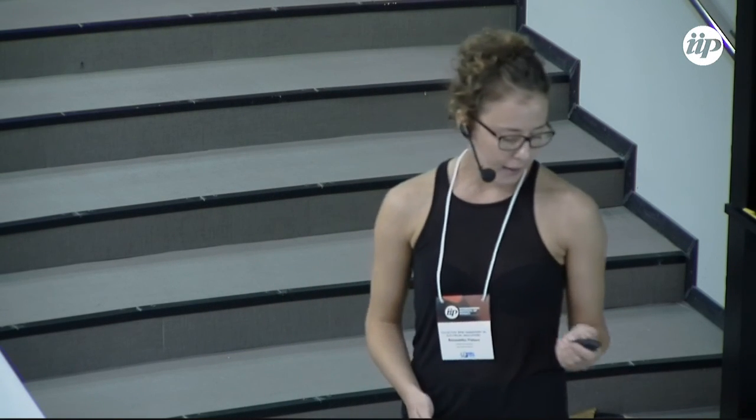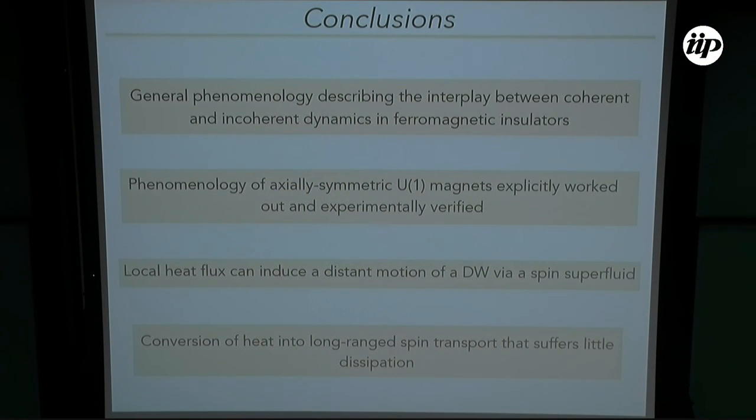What I tried to explain is that we derive a general phenomenology that describes the interaction between coherent and incoherent spin dynamics in ferromagnetic insulators. Then I worked out explicitly this phenomenology for a U1 symmetric system. As an example of the utility of knowing such interaction, I showed you that a local heat flux can induce a distant motion of a domain wall by a spin superfluid. In general, I think that this opens a more general and new perspective for the conversion of heat into long-range spin transfer that suffers little dissipation.